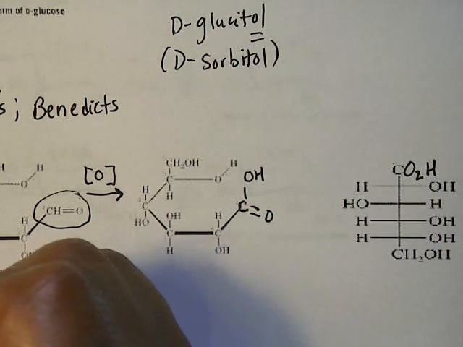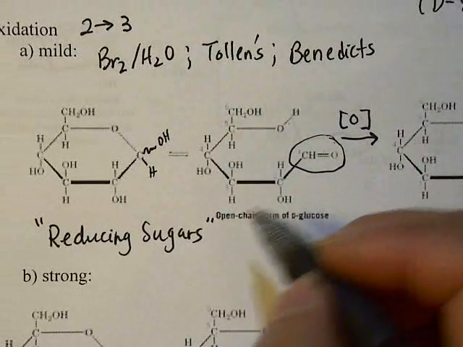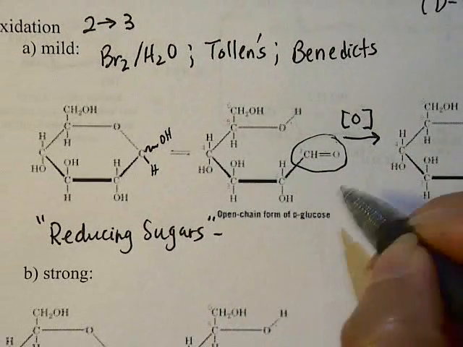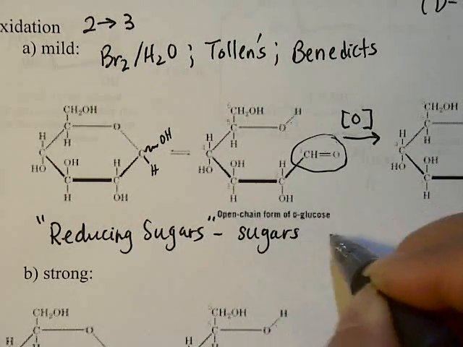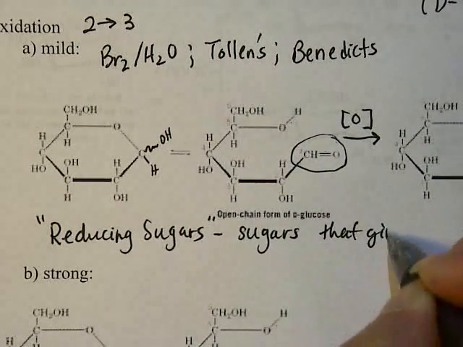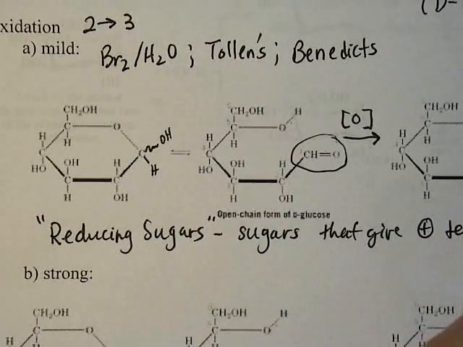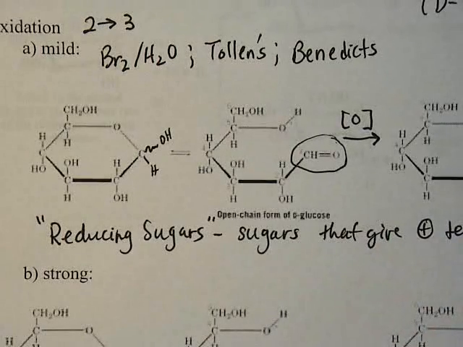And it's a term that you need to recognize and be able to use. So the definition of reducing sugars is sugars that give positive tests to the above reagents. All right.